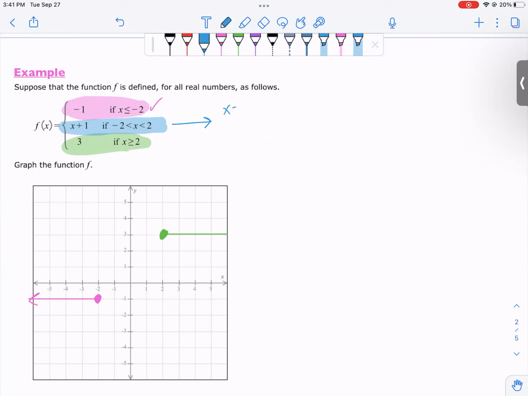So this will be an open circle at x equals -2. It'll be an open circle because there's no underline. So -2 plus 1, because we're using the x plus 1, is -1. So we have an open circle at -2, -1. Interestingly enough, there was already a point plotted there, so it doesn't matter.